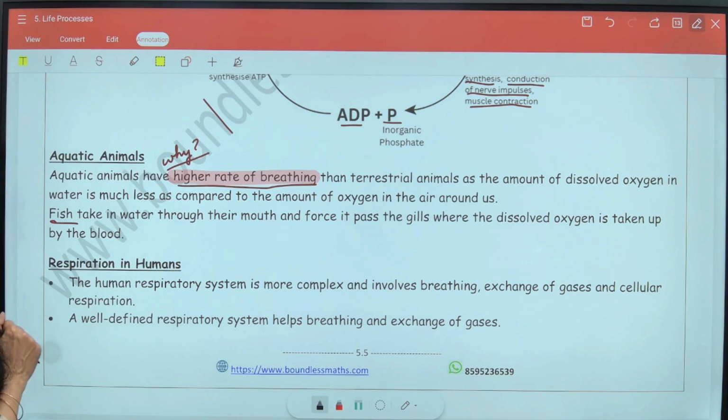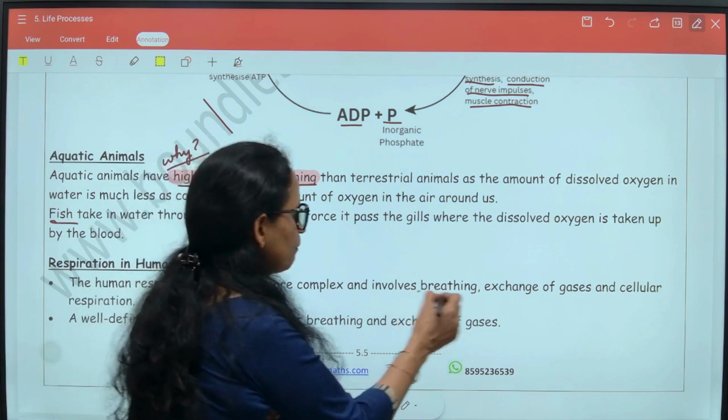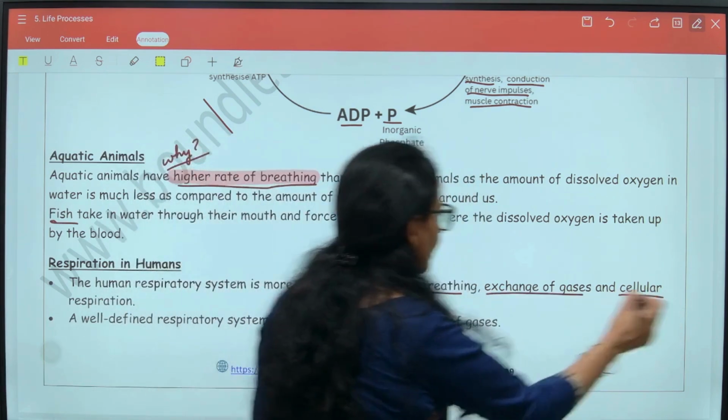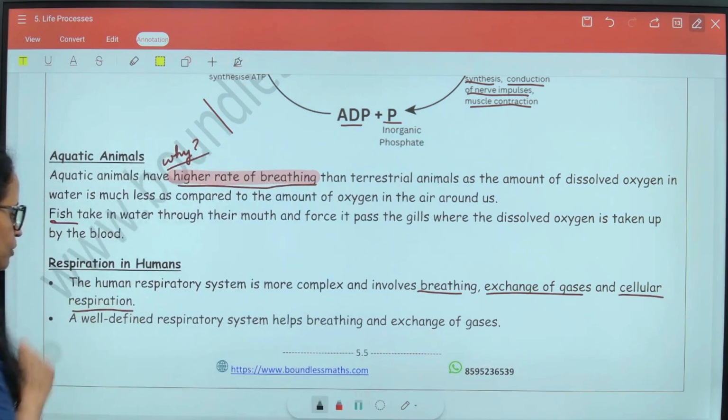Now, respiration in humans. Let's have a look at the respiratory system in humans, because it is again a complex system where breathing is taking place, exchange of gases is taking place, and cellular respiration is taking place.